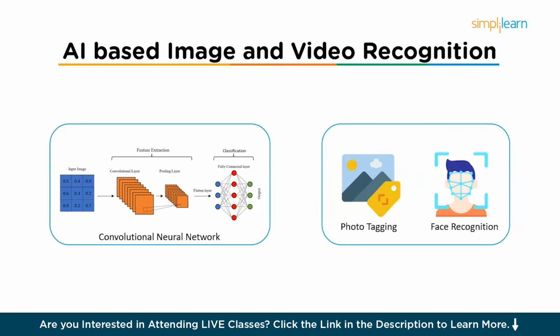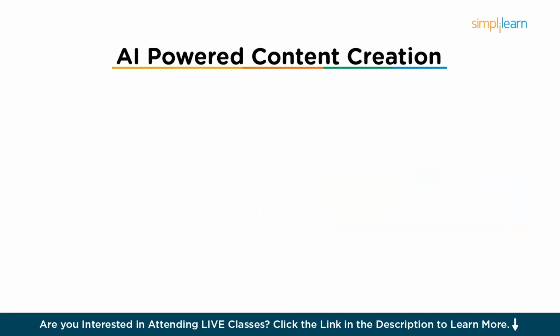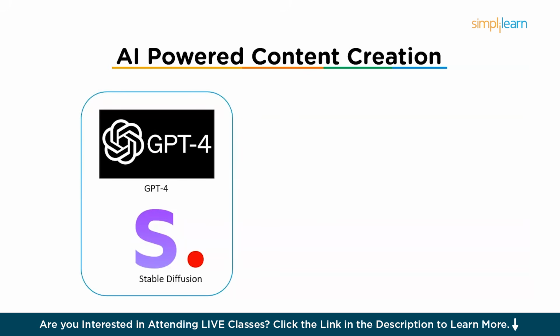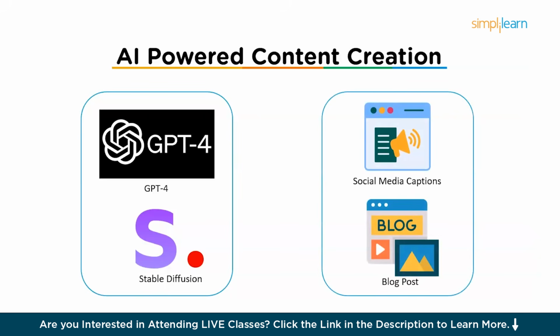Now moving on to the next, we have AI-powered content creation, for example, ChatGPT, DALL-E, and Canva. Generative AI models like GPT-4 and Stable Diffusion create text, images, and videos by learning from vast datasets and generating outputs based on prompts. For example, AI generates social media captions, blog posts, or marketing creatives.